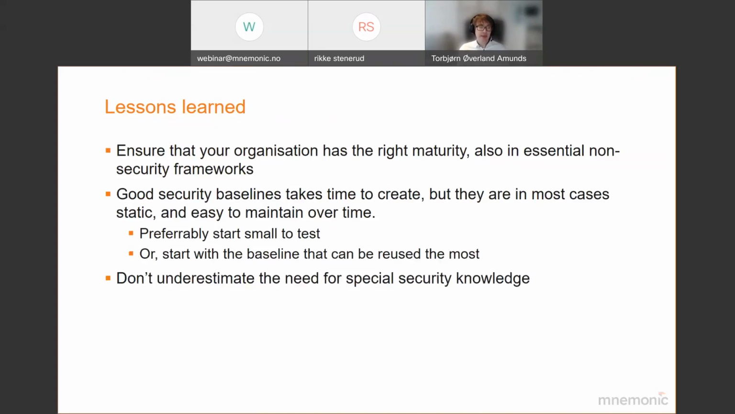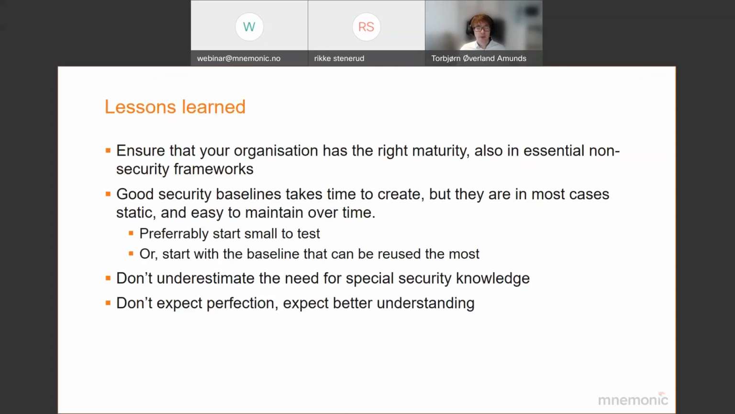You should in any case never underestimate the need for special security knowledge. Some people have thought that creating baselines makes it easier for the personnel who do the evaluation. It does, but it's still too complex to be treated as a checklist that some person with a little bit of knowledge of security can easily do. Unfortunately not. So it's still really important to have that necessary knowledge.